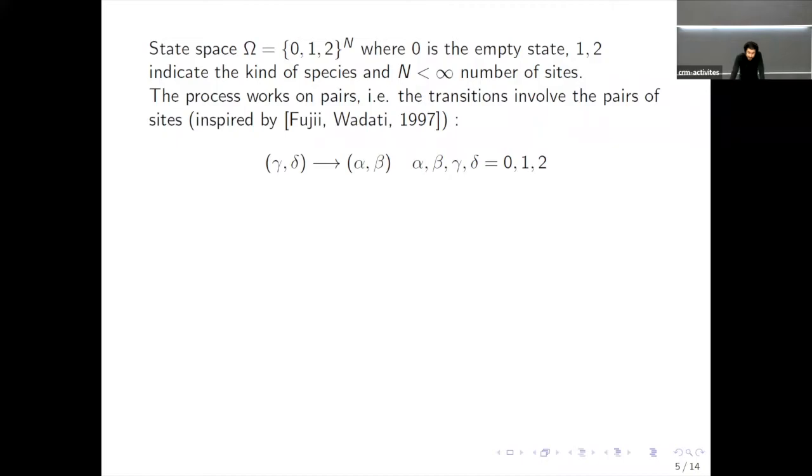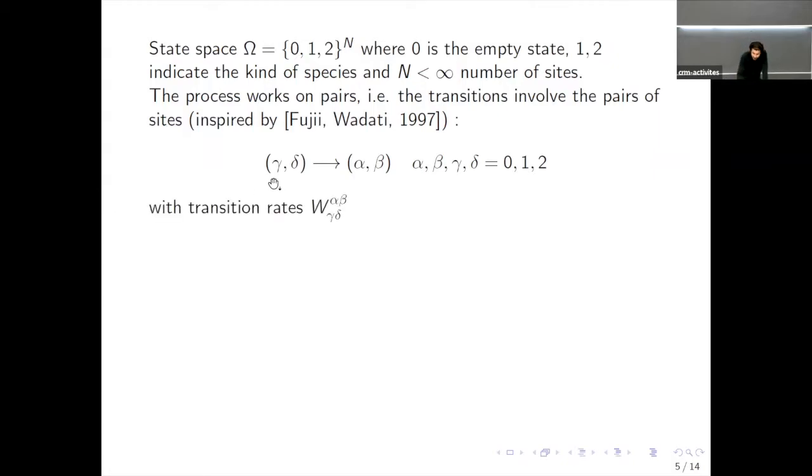Indeed, with such a dynamic, by considering a pair of sites, for example x and x plus 1, we assume that these two sites have configuration gamma and delta. The transition that occurs carries these two sites into the configuration alpha and beta, where gamma, delta, alpha, and beta can be anything: both empty states or particles, and among particles, they could be any species.